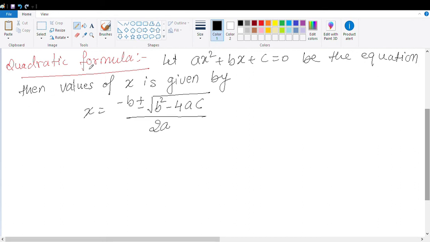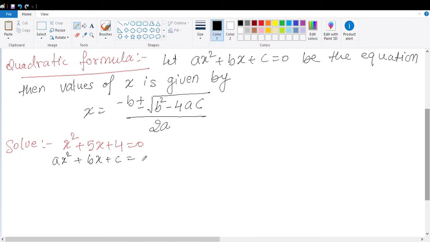So, for example, how will you apply this? The question can be: solve x square plus 5x plus 4 equal to 0. So first of all, you just compare with the standard equation and find the values of a, b and c.